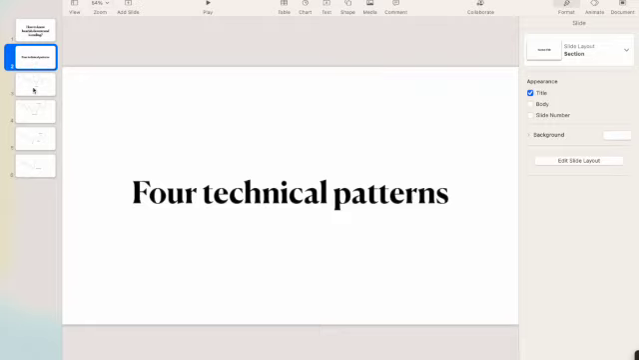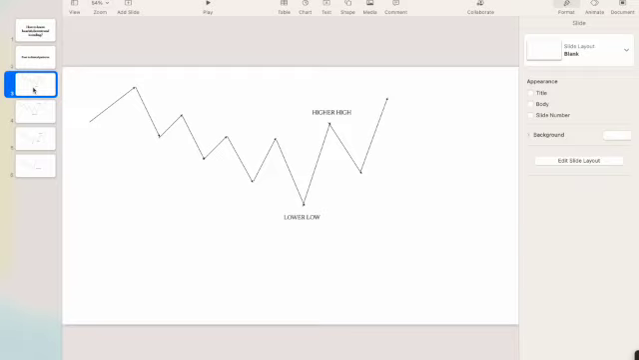Coming to the first pattern, but before we move on to patterns, let us first understand how you know what is a bearish trend or downtrend. Downtrend is characterized by lower highs and lower lows.